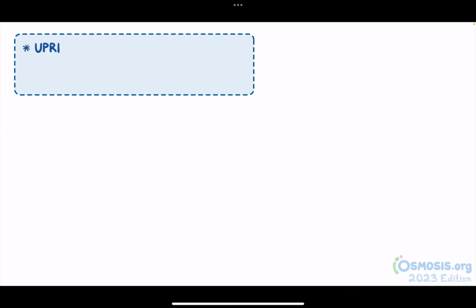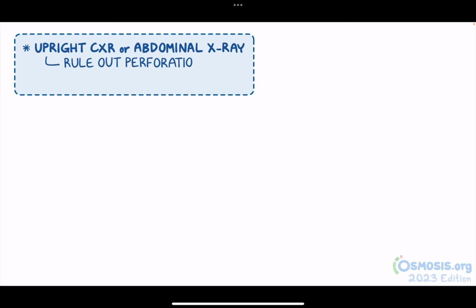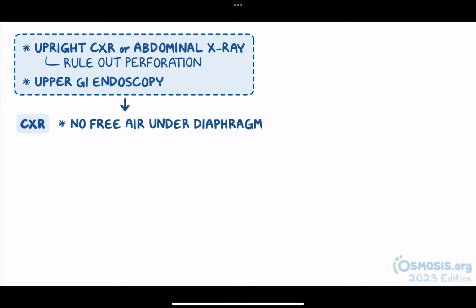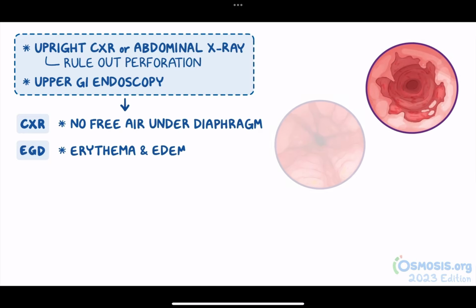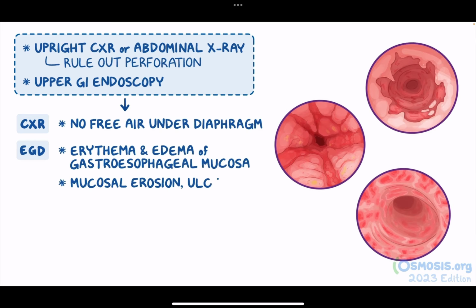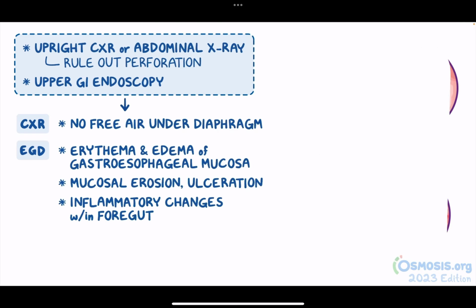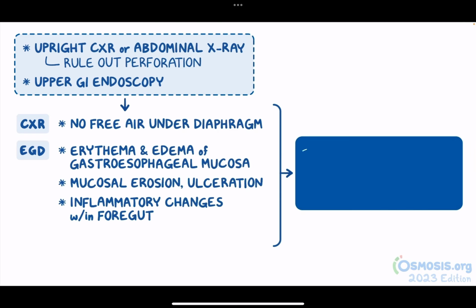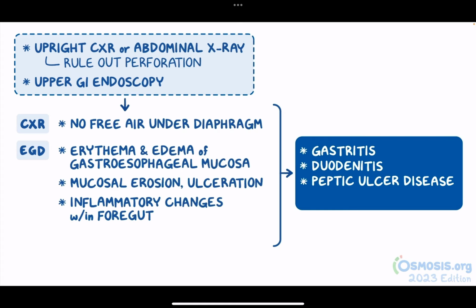If you suspect gastric pathology, be sure to order an upright chest X-ray or abdominal X-ray series in order to rule out perforation before proceeding with an upper GI endoscopy. If the X-rays do not show free air under the diaphragm and the endoscopy shows erythema and edema of the gastroesophageal mucosa, as well as mucosal erosion, ulceration, and other inflammatory changes within the foregut, you can diagnose gastric conditions like gastritis, but also duodenitis, as well as peptic ulcer disease and GERD.